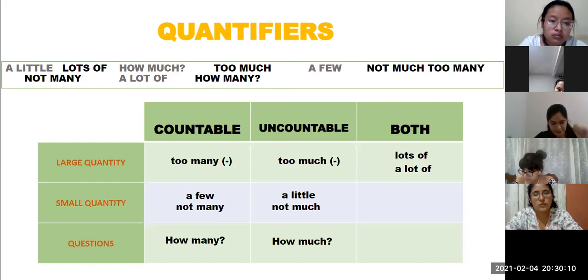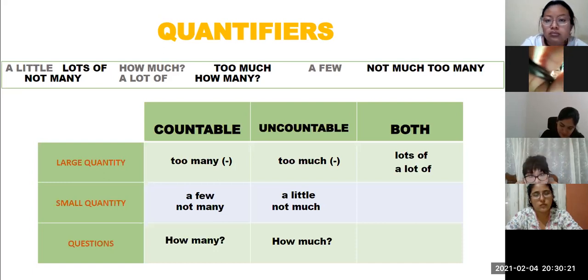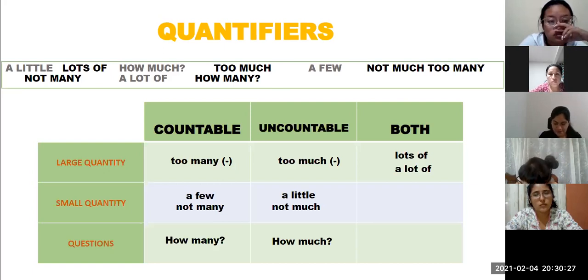So what do we have here? We are going to try to complete the grammar panel of quantifiers with the quantifiers that we have here. It says, complete 1 to 4 in the grammar panel with a few, a little, many, and much.